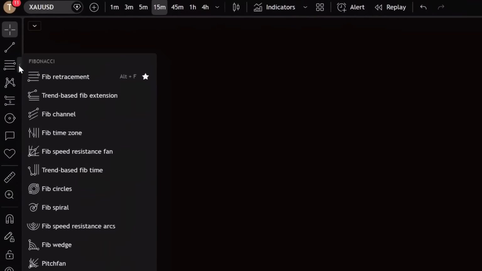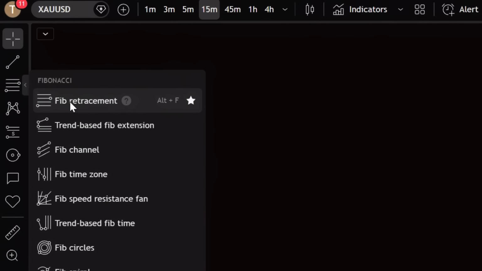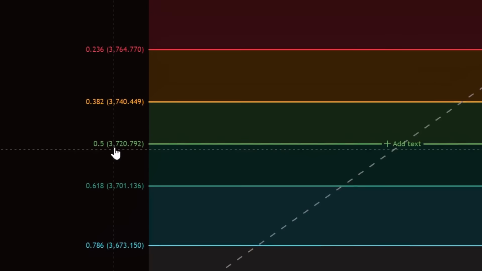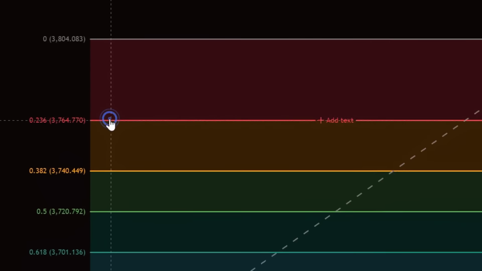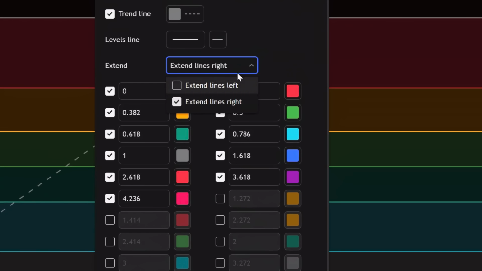Now we bring in Fibonacci. We're using the Fibonacci retracement tool, but not the overloaded way most traders use it. We're not interested in every level on the chart. That's usually where confusion starts.